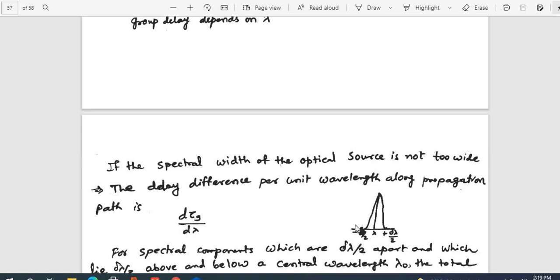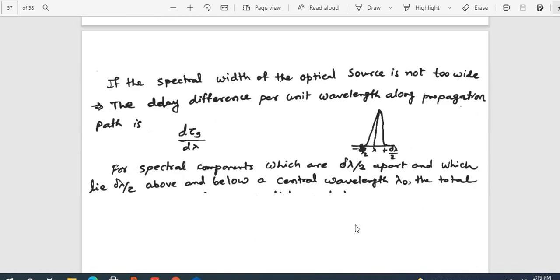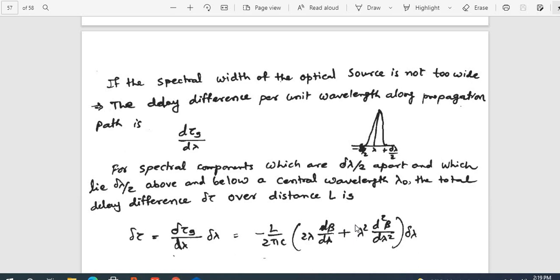So if the spectral width of the optical source is not too wide, the delay difference per unit wavelength along the propagation path is given by this formula, d Tj by d lambda, right? This is the formula we already derived in the initial classes of ours. So between minus delta lambda by 2 and plus delta lambda by 2, you have lambda. So what is delta lambda by 2 actually?